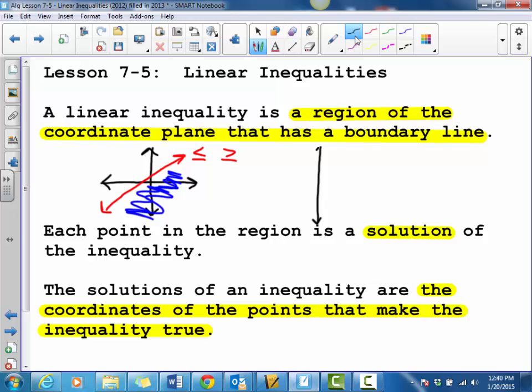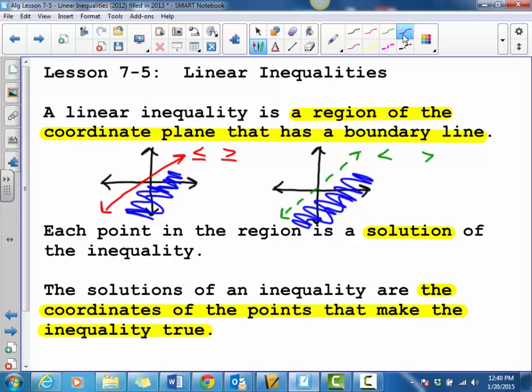If you have the symbol less than or greater than, your boundary line is going to be dashed. It's going to be a dashed line. Okay?